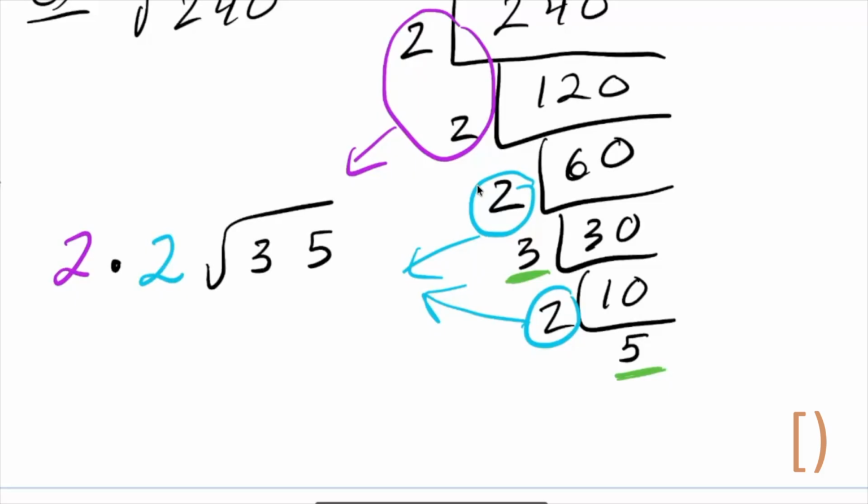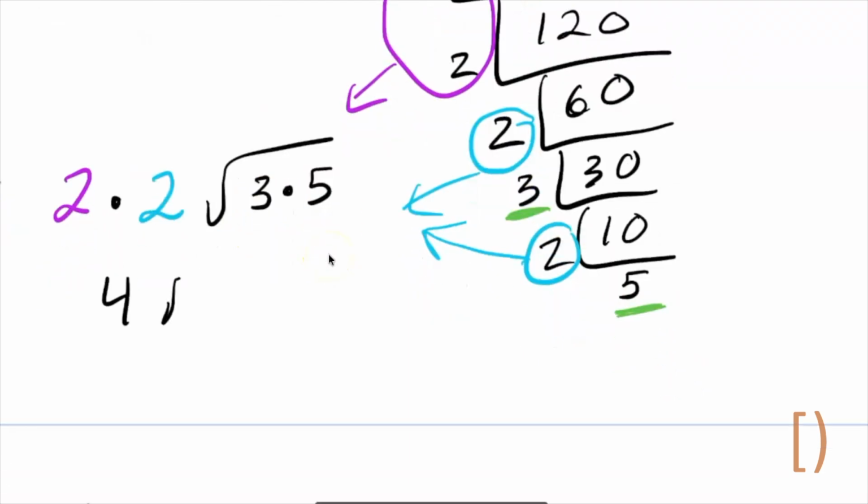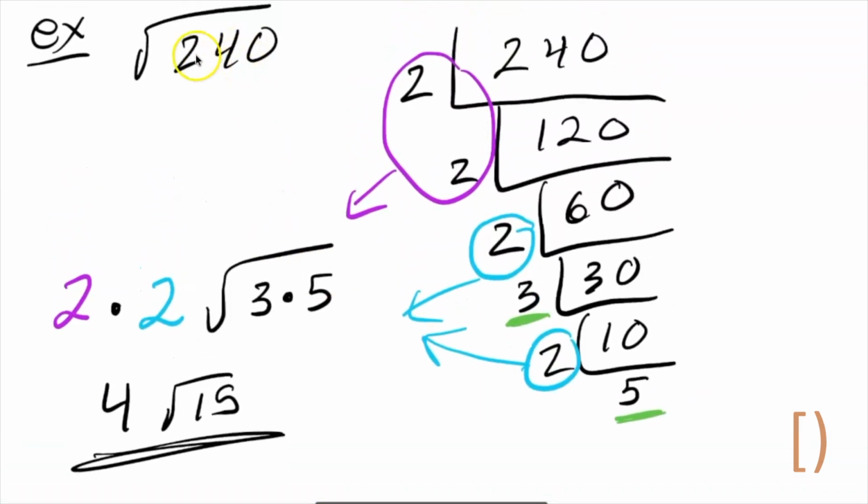Now, anytime you have more than one thing, either on the outside or the inside, you're multiplying them. So I have 2 2s on the outside. I'm going to multiply them. I have a 3 and a 5 on the inside. I'm going to multiply them. So you get 4 square root of 15. And that's how you break down square root of 240.